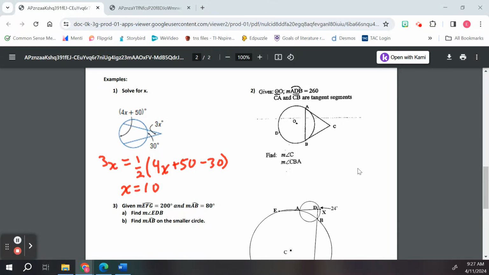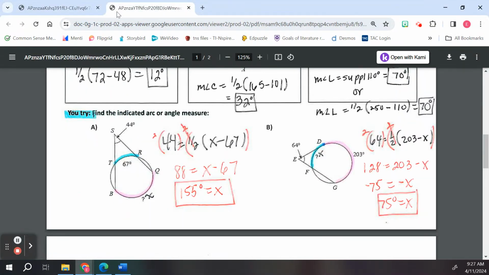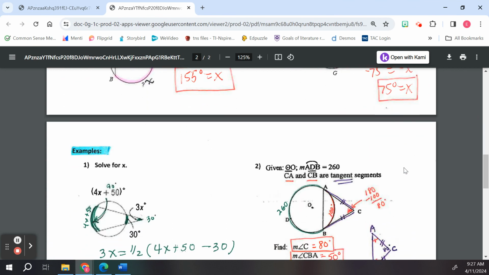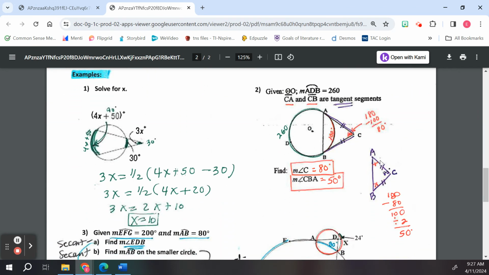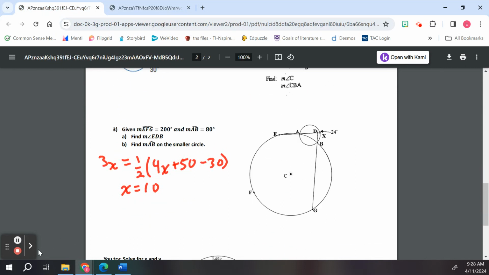All right. Who's still working on number 2? All right, let's check it out. So here's number 2. You should have gotten 80 and 50. Does anybody have any questions? One thing you can always do is just break it up into parts. That's what we're going to learn next. All right, let's take a look at number 3. I want us to do this one together.